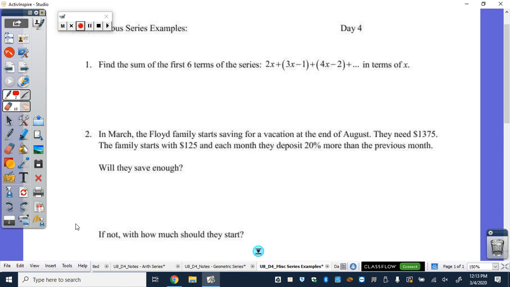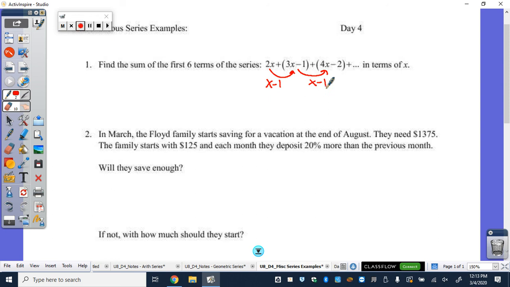Process is going to be the same, it's just the numbers are a little bit different. So find the sum of the first 6 terms of the series 2x, 3x minus 1, 4x minus 2 in terms of x. So first we have to figure out what kind of series we have. Is it arithmetic or is it geometric? Arithmetic. It'd be geometric if we had like x squared, x cubed, x to the 4th, but they're not multiplying here, they're just adding. So what are they adding to get from one term to the next? x minus 1. So our common difference here is x minus 1.